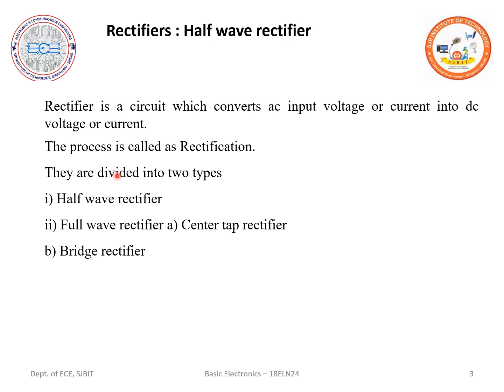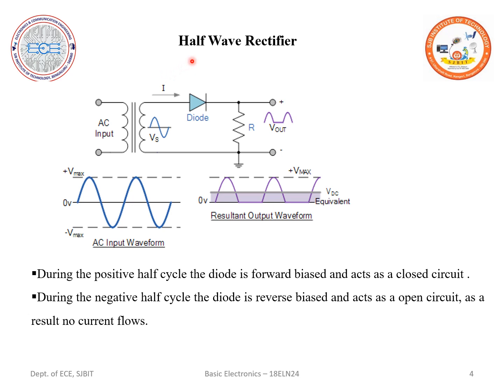These rectifiers are broadly classified into two types: the half-wave rectifier and the full-wave rectifier. Again, the full-wave rectifier is classified into two types: the center tap rectifier and the bridge rectifier. Let us move on to the half-wave rectifier. The name itself suggests it is going to convert only the half wave.